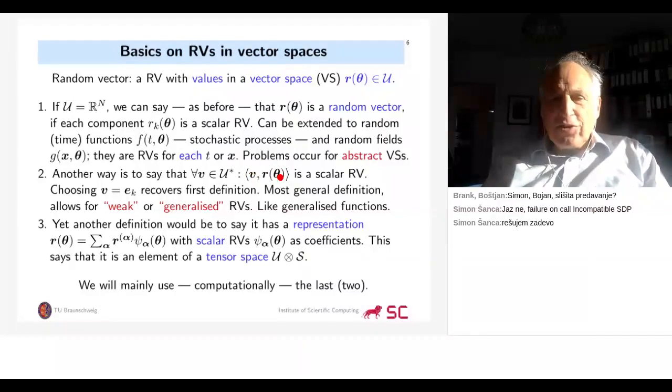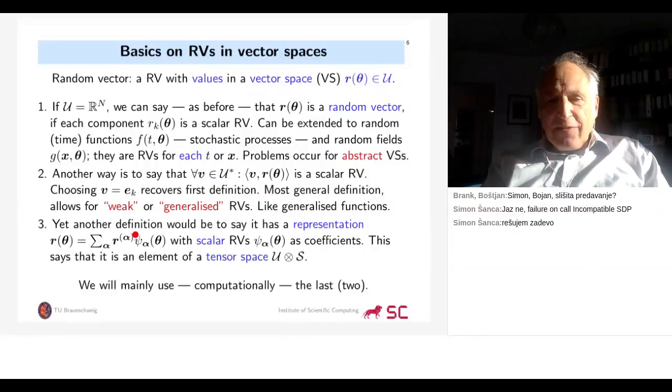And that's another definition to say this is a vector-valued random variable. If you take this inner product for any kind of v, then you get a scalar random variable. Of course, if this is a finite dimensional space and I chase the unit vectors in direction k, this recovers this definition. But this one is much more general, and it allows for weak or generalized random variables, like generalized functions, the delta function, and things like this. This way we can allow very wild, so to speak, random variables. We will not go in this direction, but I just mentioned this.